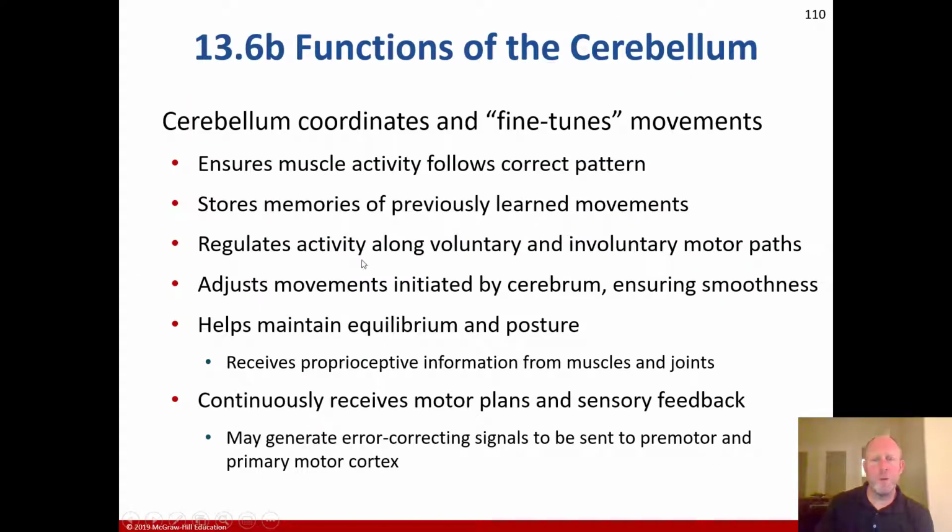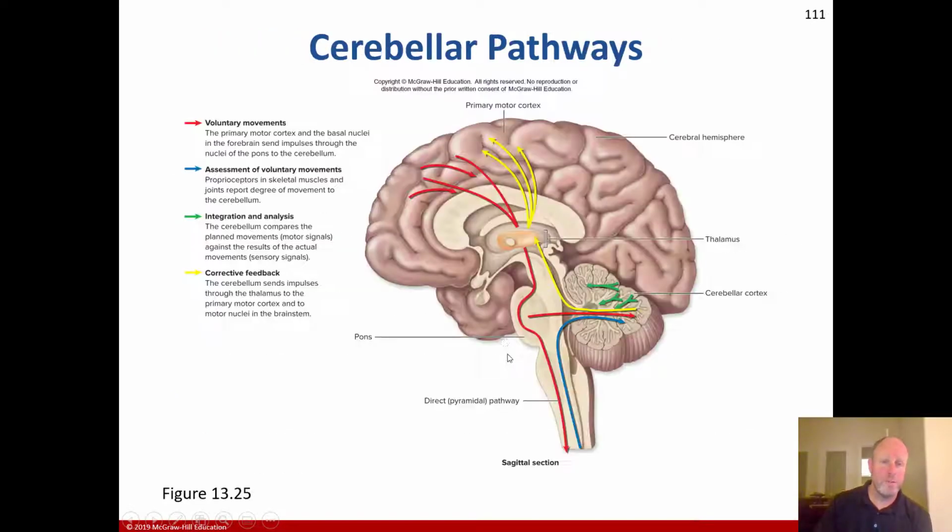For the functions of the cerebellum: it coordinates and fine-tunes movements and ensures muscle activity follows the correct pattern. It stores memories of previously learned movements. It regulates activity along the voluntary and involuntary motor paths. It adjusts movements initiated by the cerebrum, ensuring smoothness. It helps maintain equilibrium and posture. It receives proprioceptive information from the muscles and joints. It continuously receives motor plans and sensory feedback. It may generate error-correcting signals to be sent to the premotor and primary motor cortex.